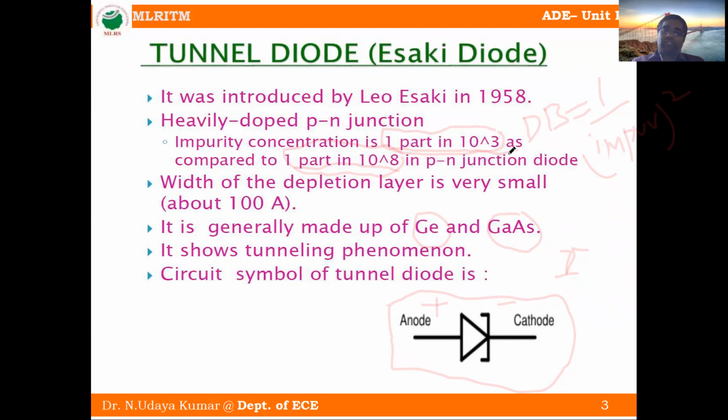So the circuit symbol is like this, the tunnel diode symbol, with one line. Whereas the Zener diode symbol is like this, a Z-shaped symbol. Okay, tunnel diode.